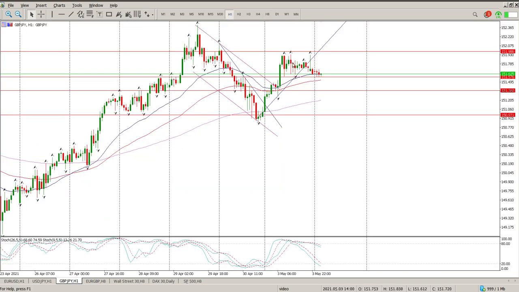If you look at the hour, you'll see yesterday is just a barbed wire day. So a nice strong move up, and then during the US session, we just basically went sideways. It's pretty much what most of the US markets did.